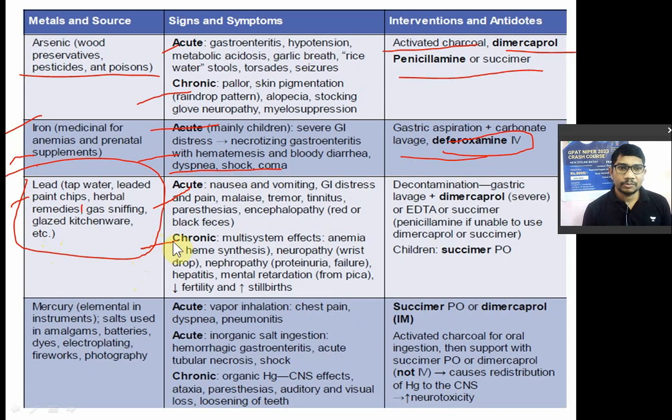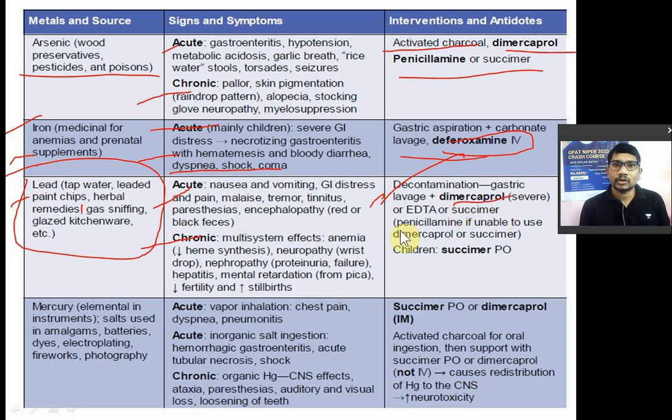Now in case of chronic poisoning, there is a multi-system effect, anemia due to decrease in heme synthesis. Tinnitus and neuropathy are there. Wrist drop, your wrist will drop like this. Then mental retardation, decreased fertility and increased stillbirth. So what is the antidote? Gastric lavage, you have to clean the stomach first. Decontamination and gastric lavage. Dimercaprol is a specific antidote. It is known as BAL.